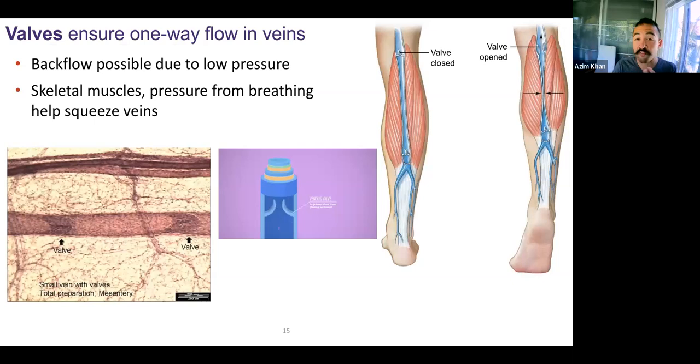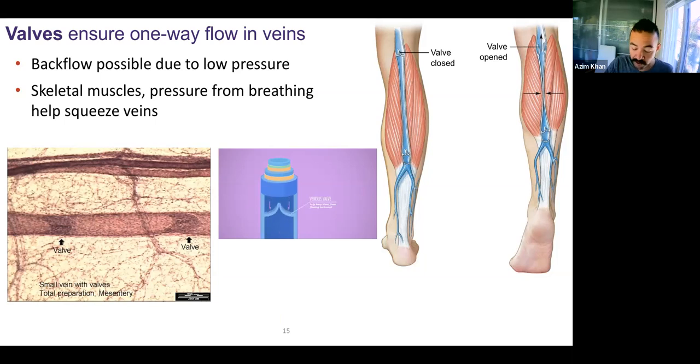Like I said, there are valves in medium-sized veins, and valves ensure one-way flow. If you have blood flowing in one direction at a low pressure, we don't want it to go back. And so the valves will shut closed. They're one-way doors. Now there's low pressure in our veins, so how do we keep blood going forward? How are we going to propel it forward if there's no heart after capillaries?